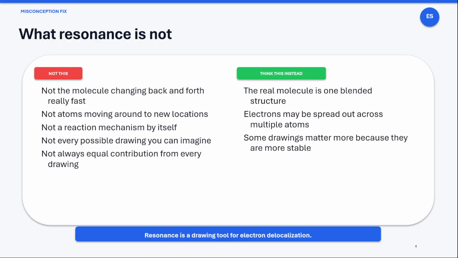Slide 4. Now let's fix a common misunderstanding. Resonance does not mean the molecule is switching back and forth really fast. It does not mean atoms are moving around. It is not a reaction mechanism by itself. And it does not mean every random drawing is valid. The better way to think about resonance is this. The real molecule has electrons spread out or delocalized across multiple atoms. The resonance structures are drawings we use to show where those electrons can be placed. Some drawings are better than others because they are more stable.